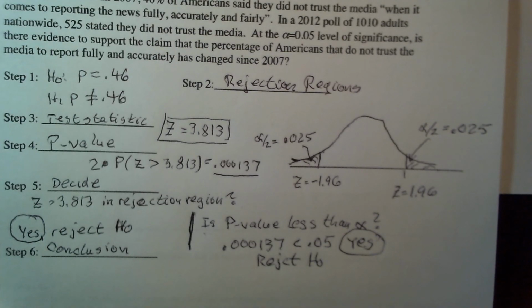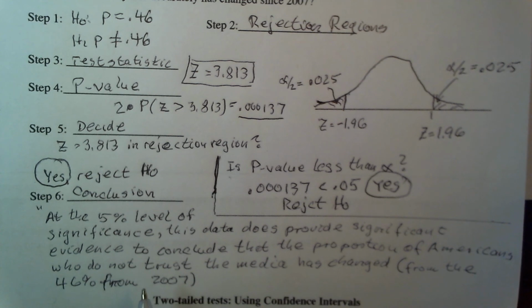Step number 6 is our conclusion. So here it is in writing. At the 5% level of significance, this data does provide significant evidence to conclude that the proportion of Americans who do not trust the media has changed from the 46% from 2007.